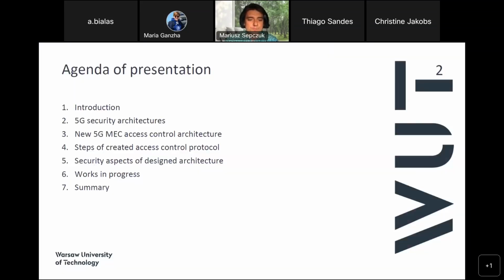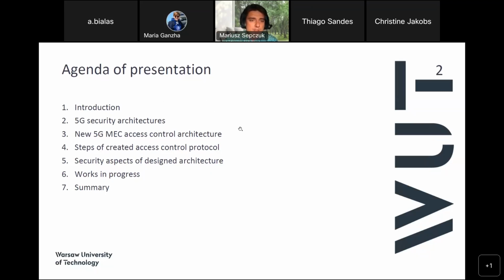Okay, so let's start with the plan of the presentation. Firstly, some introduction about 5G, especially 5G MEC, and an explanation of why we are addressing this topic. Then I will talk about the 5G security architecture and our newly created access control architecture. Then I will show you the steps of the created access control protocol and the actions performed by the entities involved in this process.